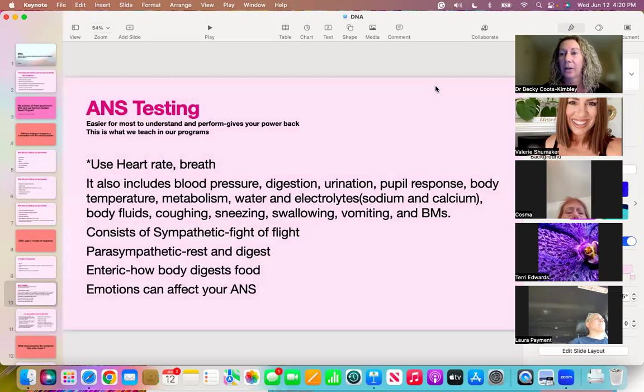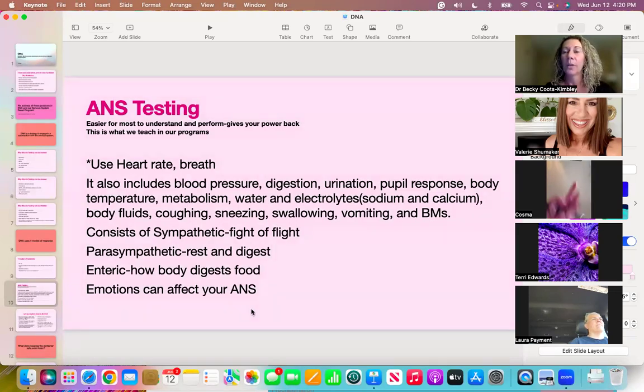You must be in a parasympathetic state. When you think about eating a meal, we want to be in a parasympathetic state so that your food can be processed and broken down and digested. You don't digest food well when you're in a sympathetic state. We also have the enteric nervous system, which again is what I just talked about, is how we digest and break down the food that we are eating.